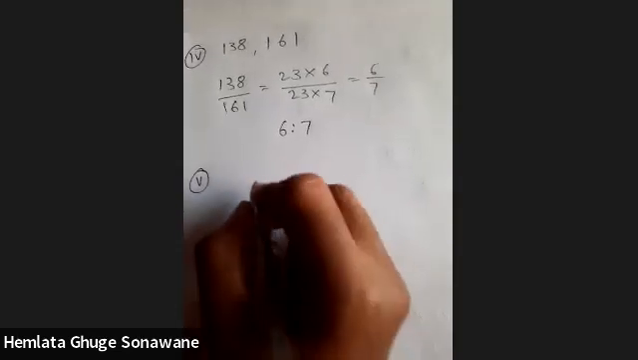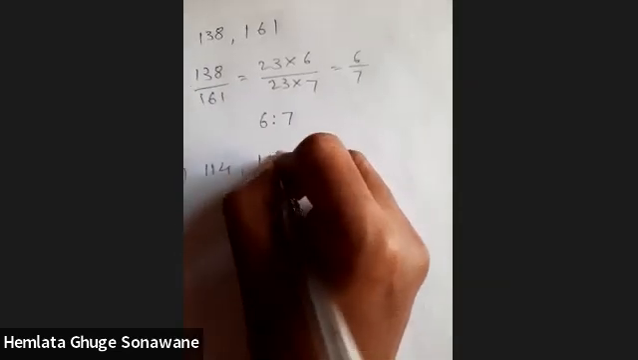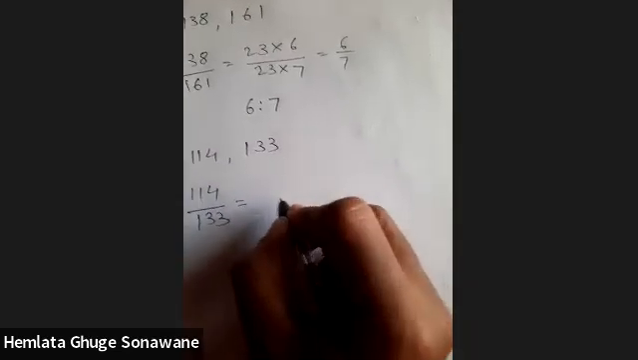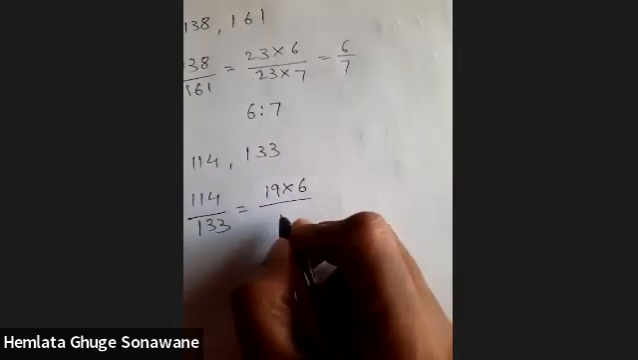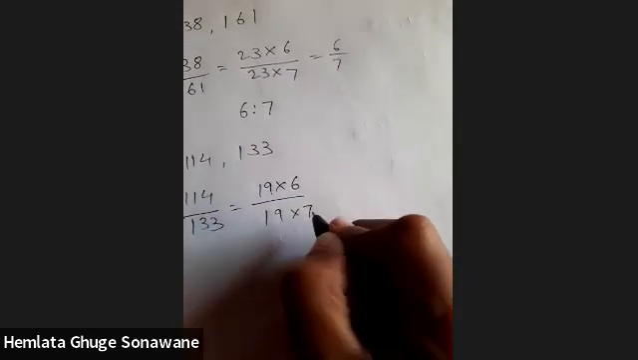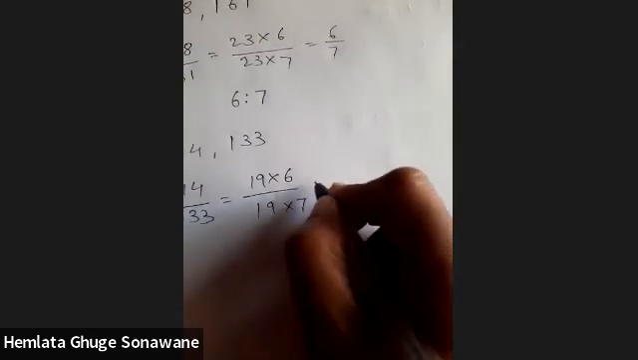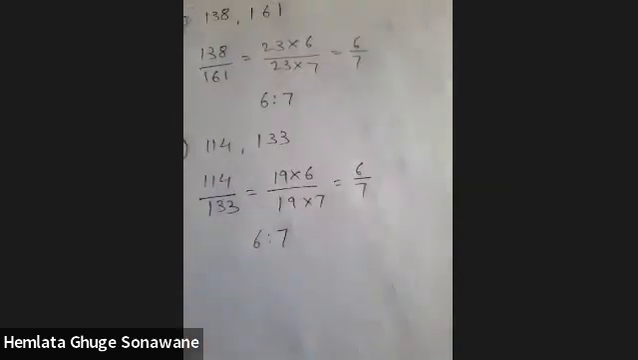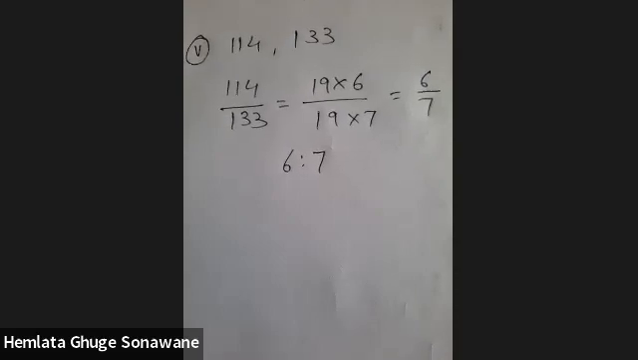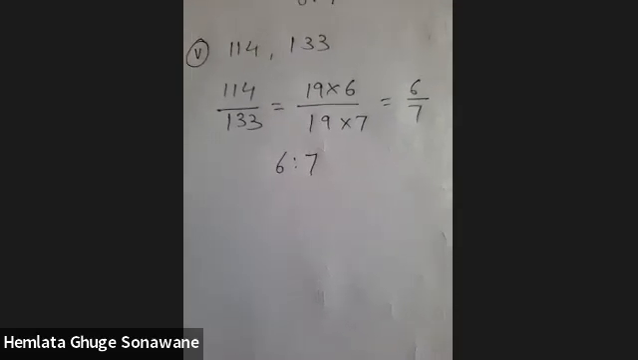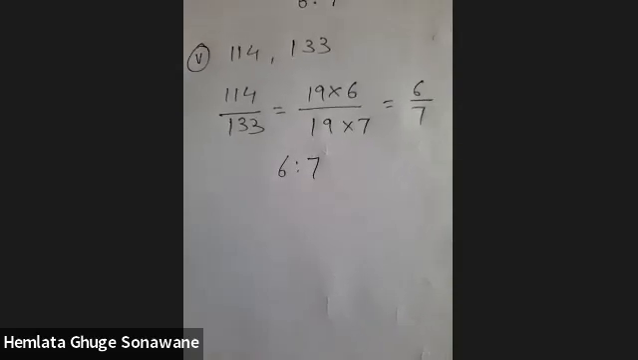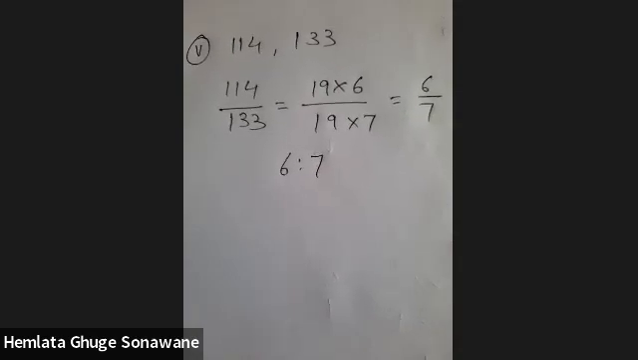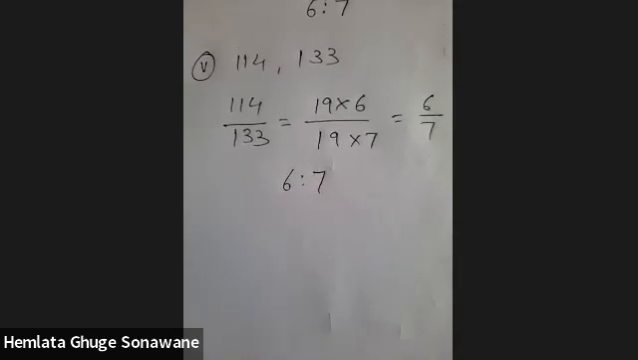Fifth example, 114 and 133. We'll write 114 upon 133. 19 6s are 114 and 19 7s are 133. So it becomes 6 upon 7. So 6 is to 7 is the reduced form of 114 and 133. Okay, in this way you have to find out the common factor for both the numbers, and then you will get a reduced form of the given numbers or the ratio.